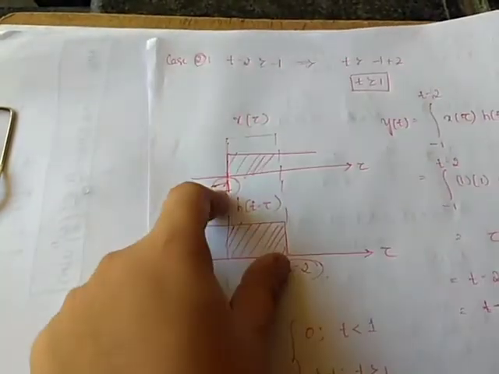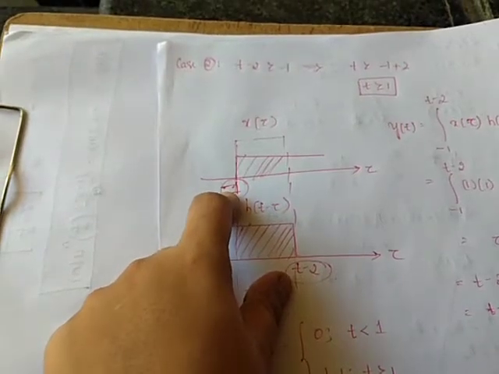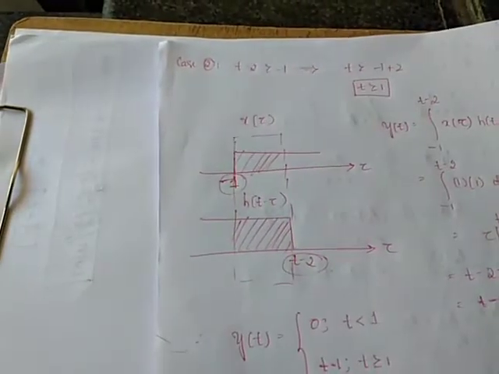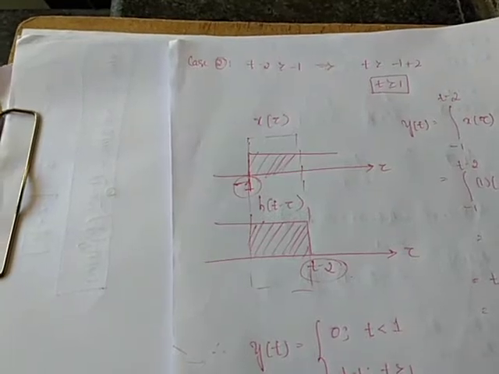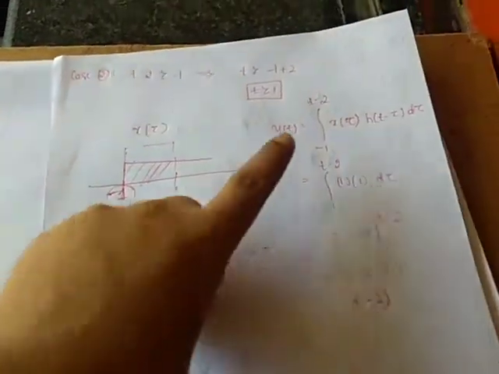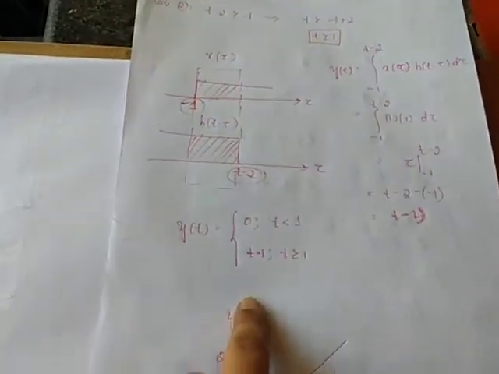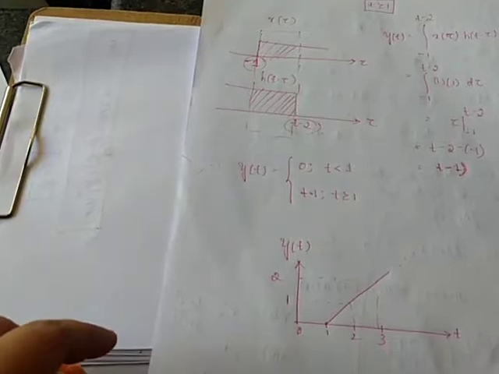This is considered as the region of overlapping, or the interval of overlapping. It is the interval for which both the signals have non-zero amplitude. So now the region of overlapping is minus 1 to t minus 2. Compute the convolution, so the final answer is t minus 1. This is your y of t.